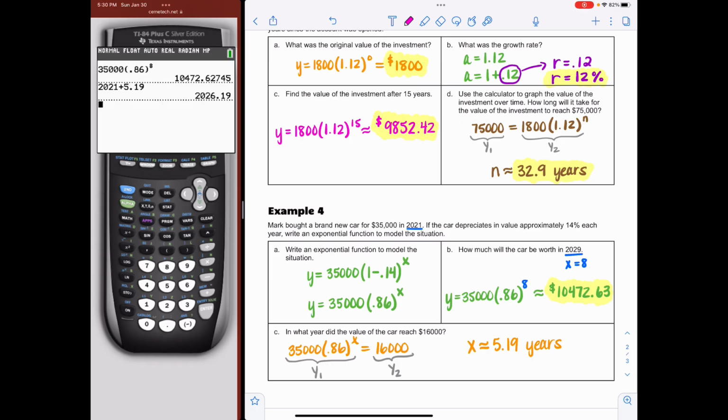All right. So basically, you take the beginning year and you add the amount of years to it, which will put us approximately in 2026 when that happens. All right.